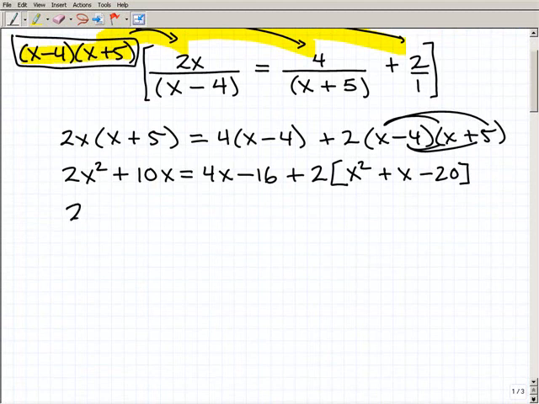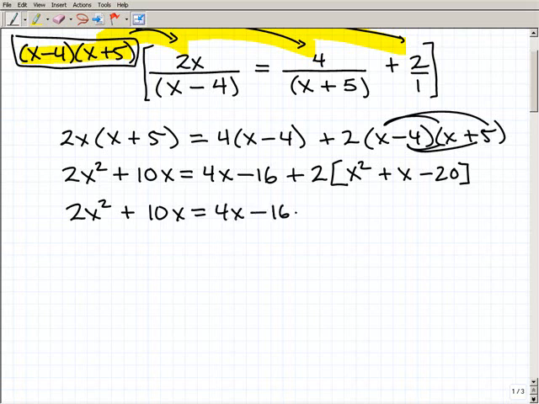Okay, so I'm just going to take my time here. 2x squared plus 10x equals, so this would be 4x minus 16 plus 2x squared. I'm just distributing the 2 now, plus 2x minus 40. Okay, all right, just moving step by step. That's what you want to do when you're solving these equations.